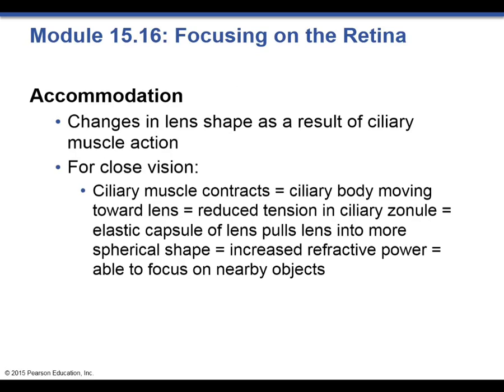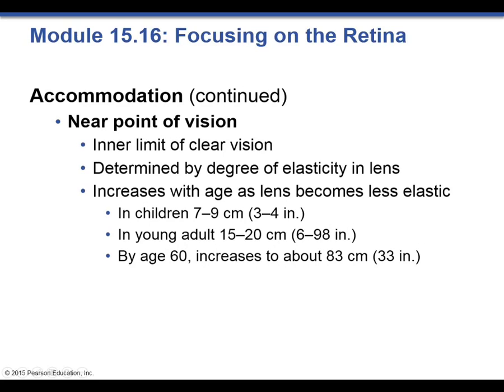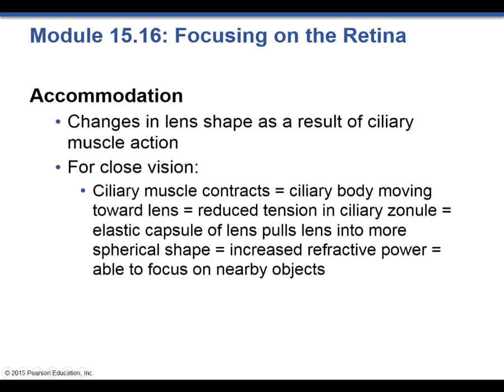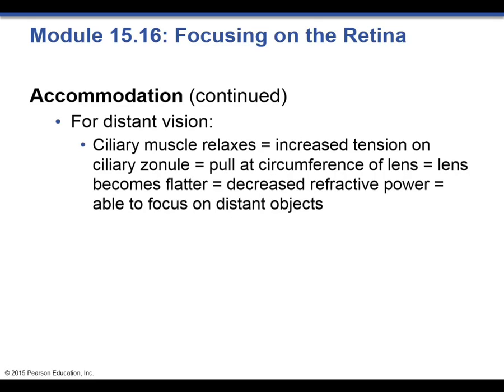Now, typically, when you're looking at something close, the ciliary muscles are going to contract. Whereas when you're looking at something far away, those ciliary muscles are going to relax. Again, our eyes can do that pretty well. They can relax and contract and make the distances necessary. But as we get older, it becomes more and more difficult.